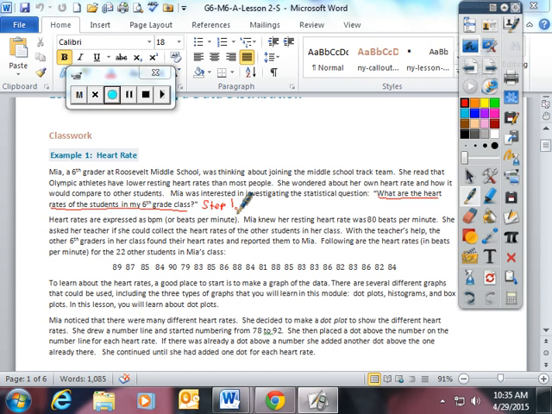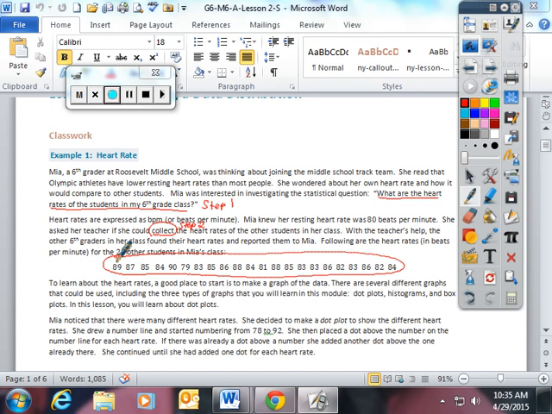The second step, she started to collect the data. And I'm going to circle that and write step two. Okay, so she went into her class and she collected the data of 22 students and herself. Okay, and here's the data presented.